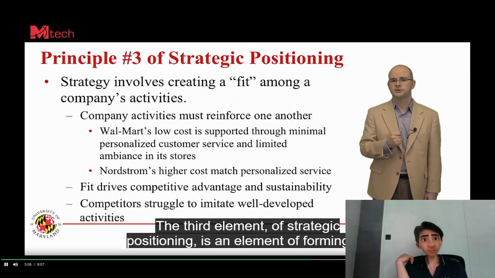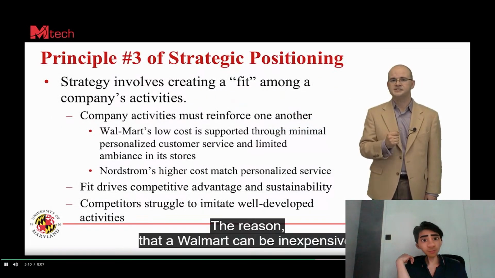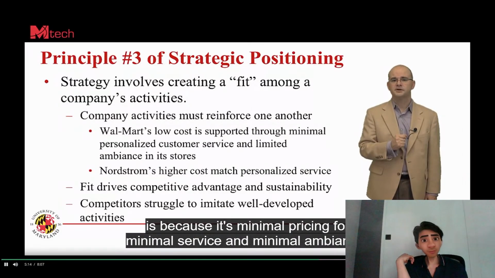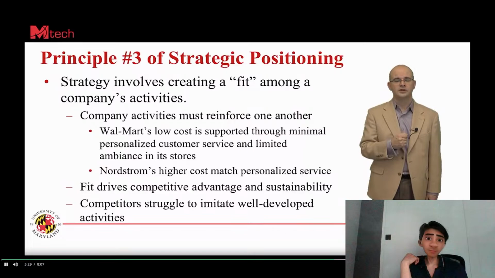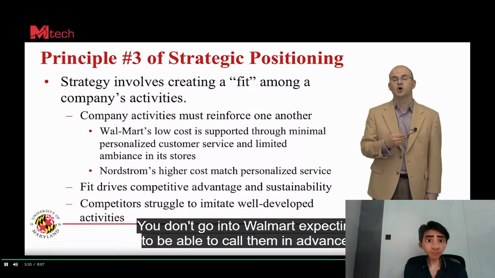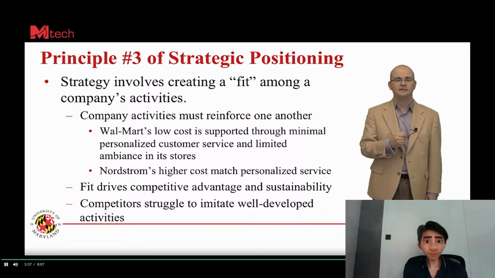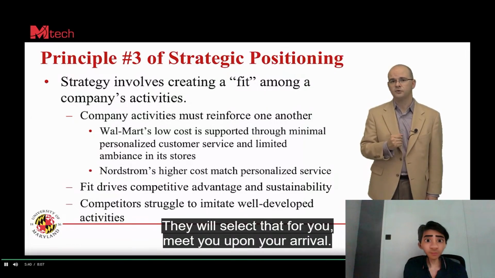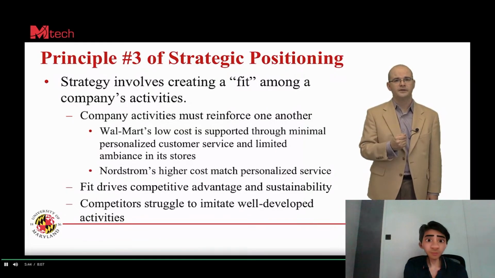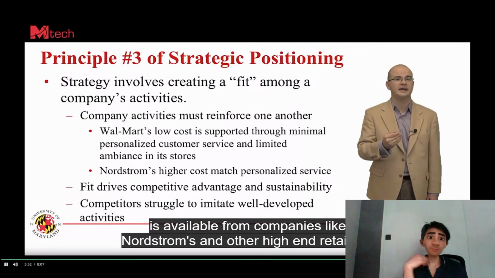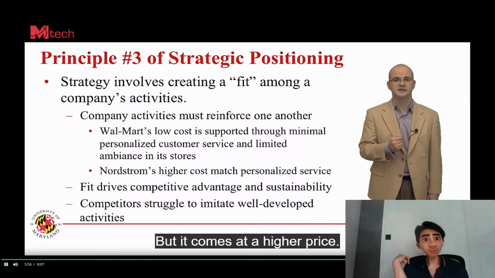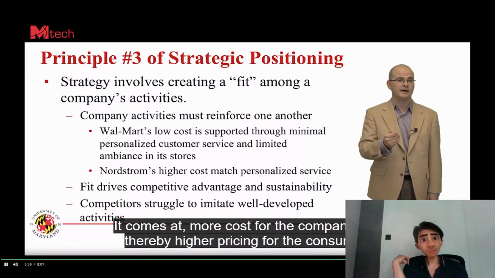The third element of strategic positioning is the element of forming fit. The reason that a Walmart can be inexpensive is because it's minimal pricing for minimal service and minimal ambiance. You don't go into Walmart expecting someone to have expert level knowledge about every product on the shelf. You don't go into Walmart expecting to be able to call them in advance, tell them what you would like. They will select that for you, meet you upon your arrival, walk you to the front of the line, and check you out. Well, the element of having such personalized service is available from companies like Nordstrom's and other high-end retailers, but it comes at a higher price. It comes at more cost for the company and thereby higher pricing for the consumer.